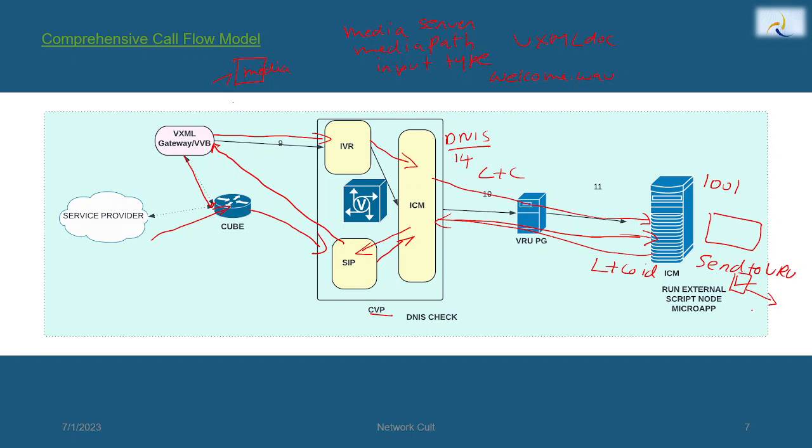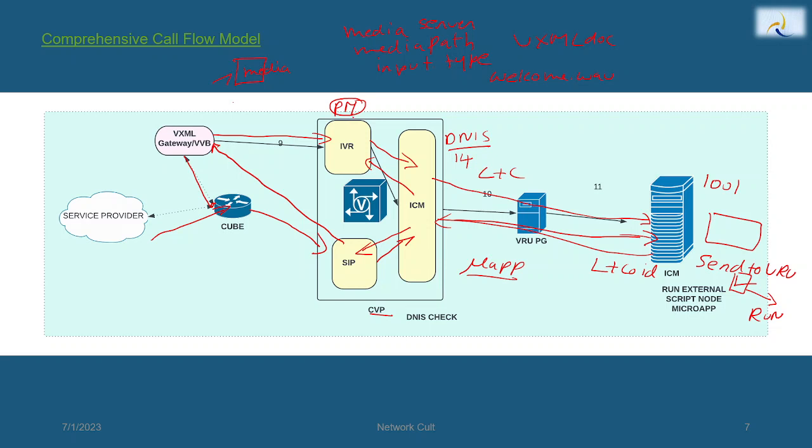The next node is run external script. Run external script has a micro app and a prompt file name. Along with this information, the call will go back to the ICM subsystem. The ICM subsystem will check whether the call that is coming is a micro app or a number. In our case, it's a micro app, so the call will go to the IVR subsystem. The IVR subsystem will pull the play media micro app.